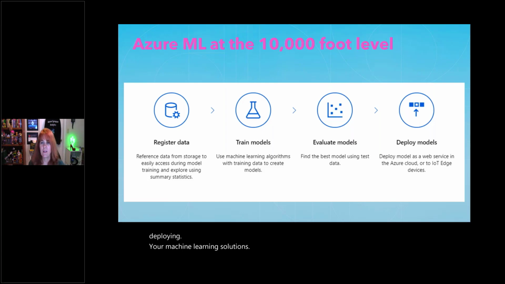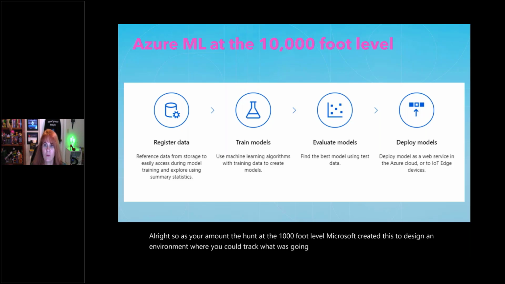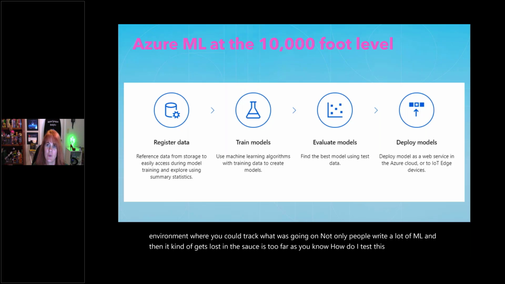All right, so Azure ML at the 1,000-foot level: Microsoft created this to design an environment where you could track what was going on. People write a lot of ML, and then it kind of gets lost in the sauce as far as, how do I test this? What kind of automation tools are being used to determine that the model hasn't changed? A little bit about changing models.